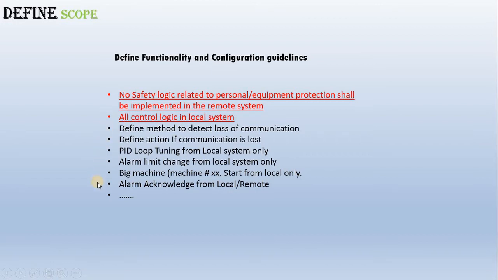You also have to define how you will start big machines. If you have a compressor, do you allow the remote site, like the DCS, to stop it, or does somebody have to go around the compressor, make sure everything is fine, and then start it locally only? This is something you need to discuss with the operation before you go ahead and design your interface.